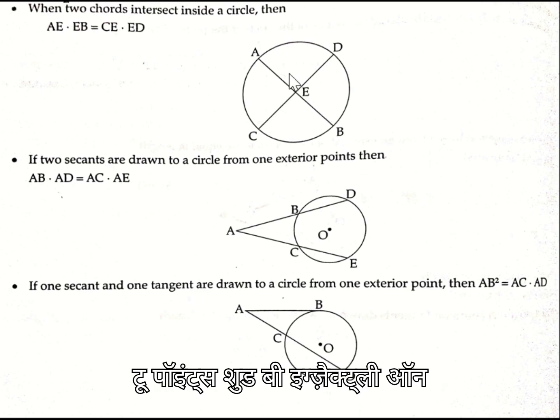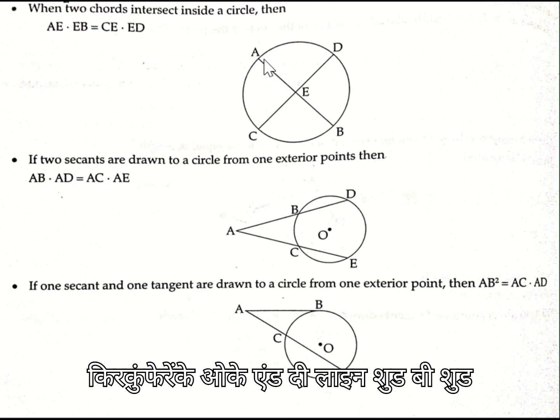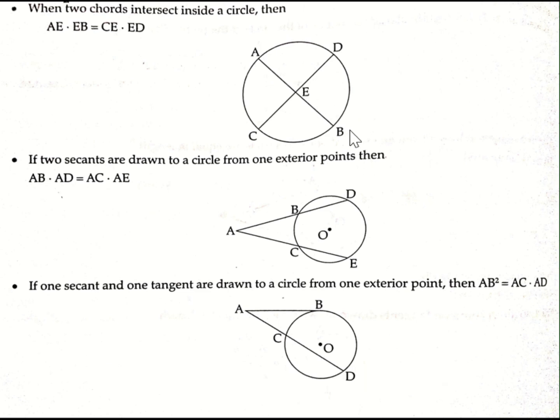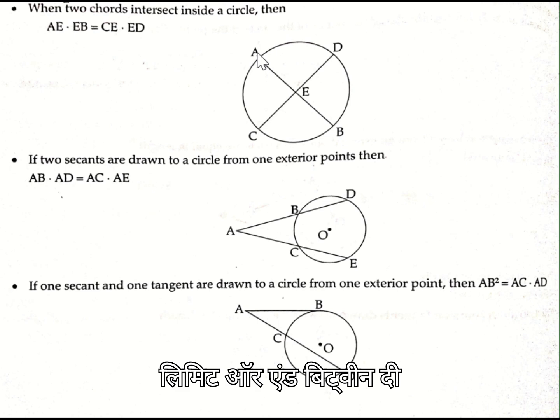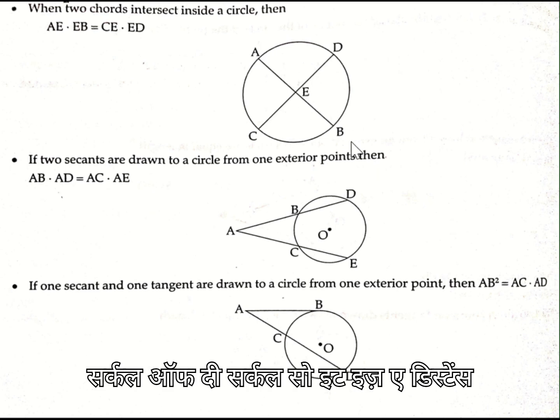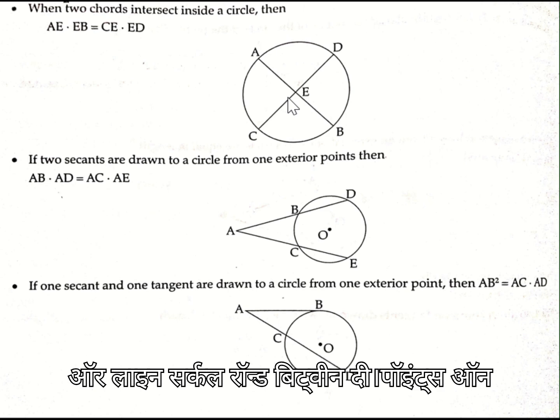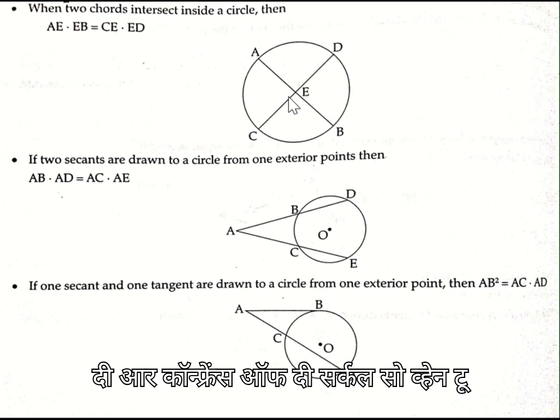Those 2 points should be exactly on the circumference, and the line segment should end at the circumference of the circle. So it's the distance or line segment drawn between the points on the circumference of the circle.